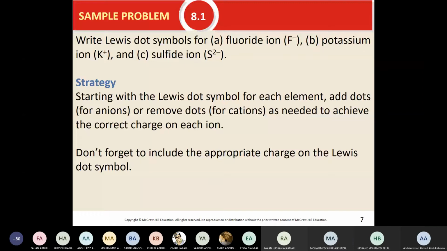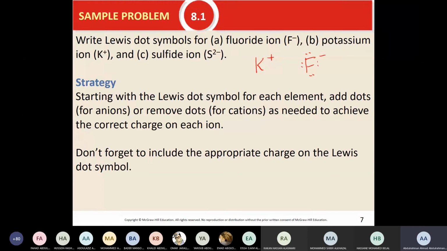Like the Lewis structure for K plus. Quickly look at your periodic table and write it. Without dots? Yes. Excellent. How about F minus? 8 dots. Where should I put the 8?